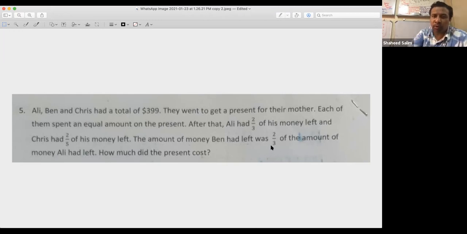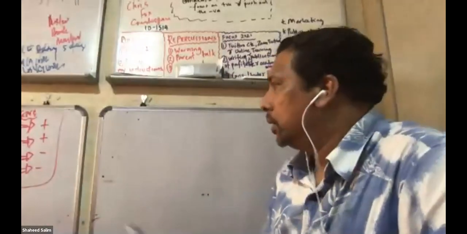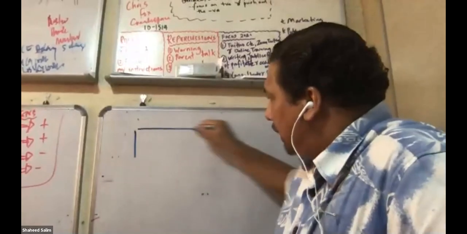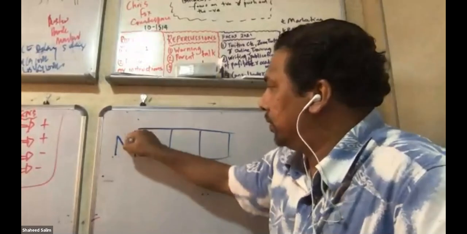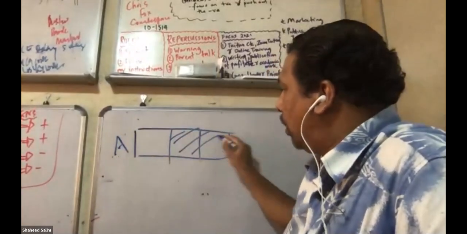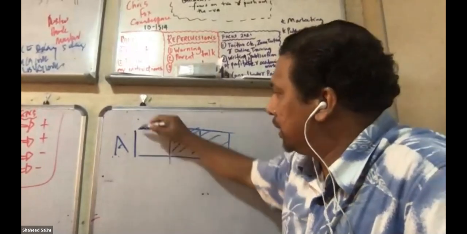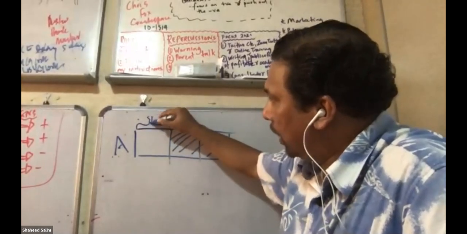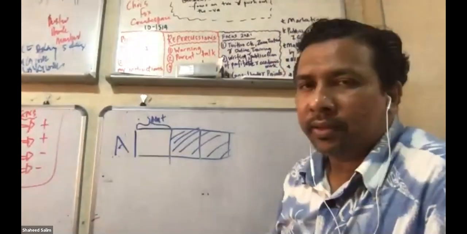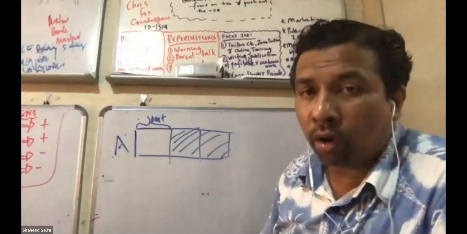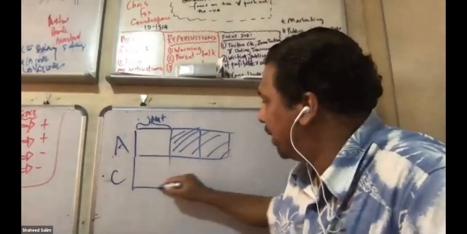This last part we're going to come in a moment. So we are going to draw now. Down here, Ali, there's 3 squares. He got 2/3 of his money left. So this one is the money spent. And remember, the question said that the money spent is the same for all of them. Therefore, Chris also spent this amount of money.